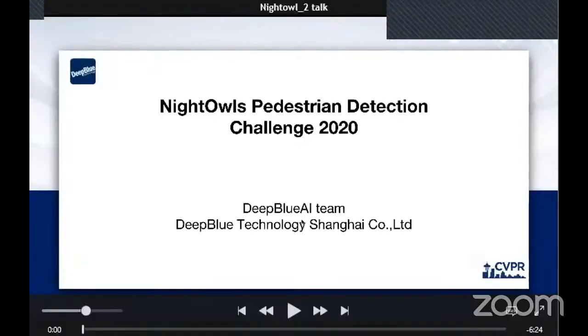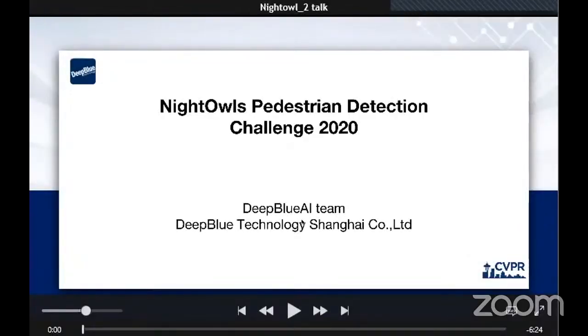And now for the second speaker, this is the winner of the first and second tracks, that is, the single-frame and multi-frame pedestrian detection. This is the team DeepBlue AI. Unfortunately, they were not able to make it, so we have a pre-recording of their method.